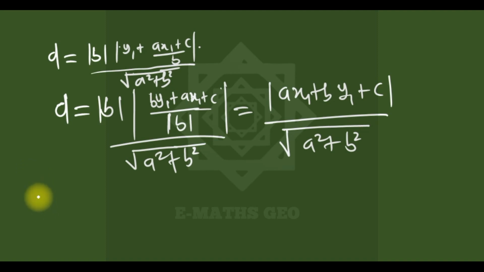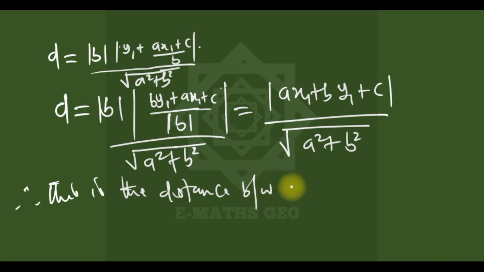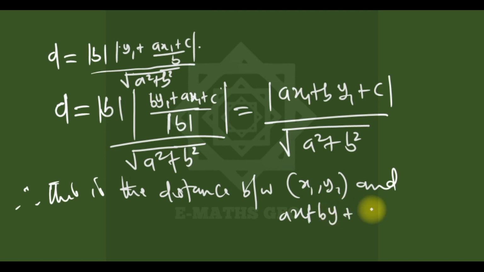So this is the formula for the distance between x1, y1 and the line ax plus by plus c equal to 0. So whenever you are given that, just substitute the values here, in absolute value, over the square root of that.